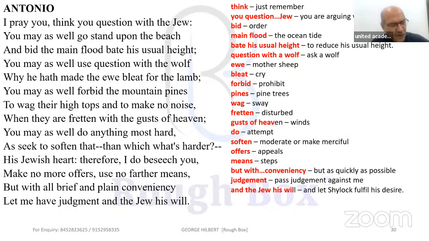Let him have his desire. He wants my pound of flesh. Let him take it. Pass judgment against me. This is his frustration talking. Okay? Is that understood now?